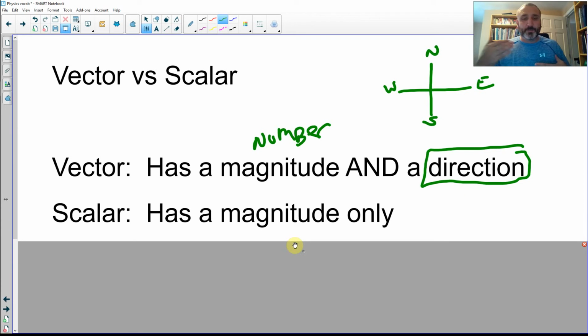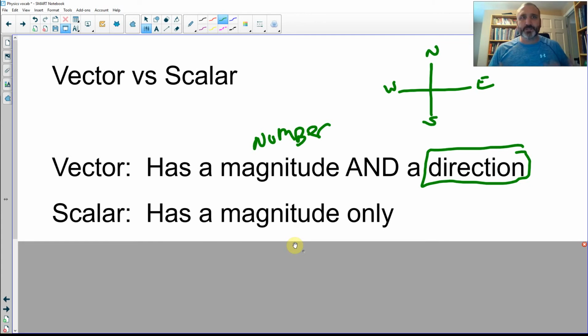So the positive and the negative for a scalar really just has to do with the size or how something feels, hot or cold, or heavy or light. Whereas when we're dealing with a vector quantity, those positives and negatives really have to do with which way are you going, which way are you looking, which way are you walking, which way are you driving, which way is the rocket ship going.